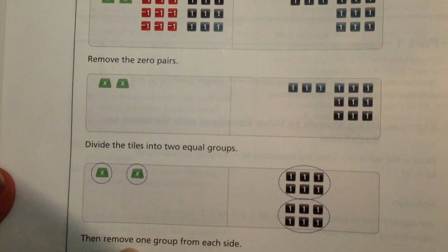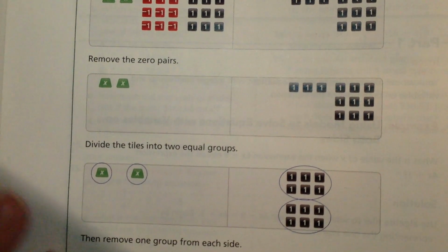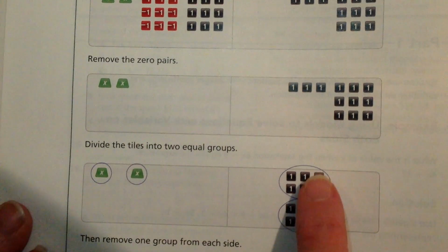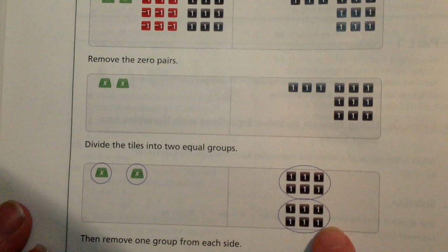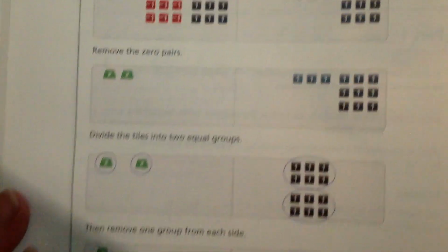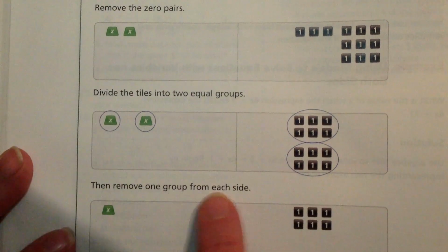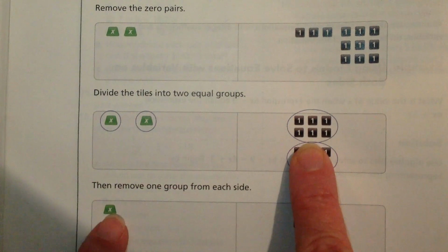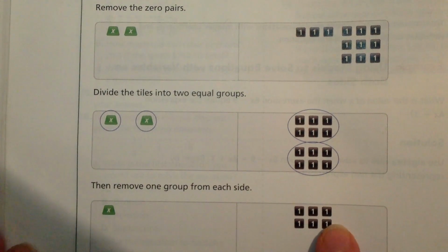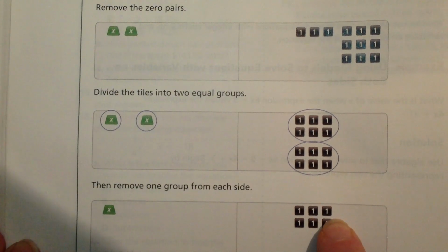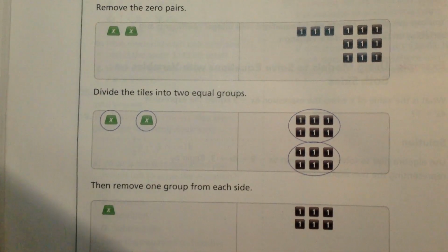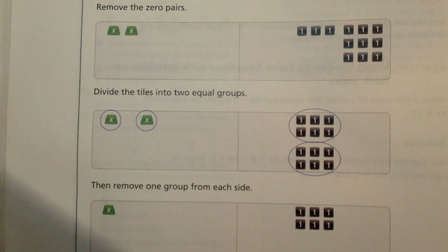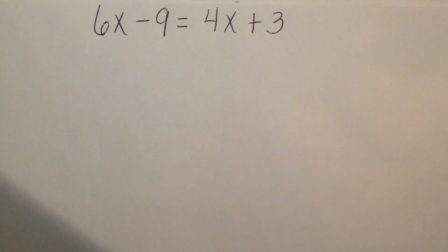Next, it says divide the tiles into 2 equal parts. These 2 are equal, and then separating the 12 into 2 equal parts of 6. Then it says remove one group from each side. If you remove one group from each side, you end up having 1x equals 6 black ones. So your final answer would be x equals 6. Now that's how we would show the representation of modeling this problem using algebra tiles.